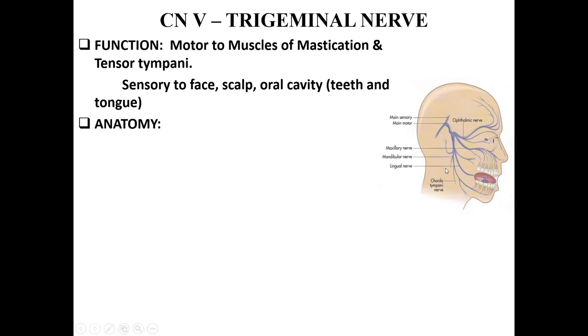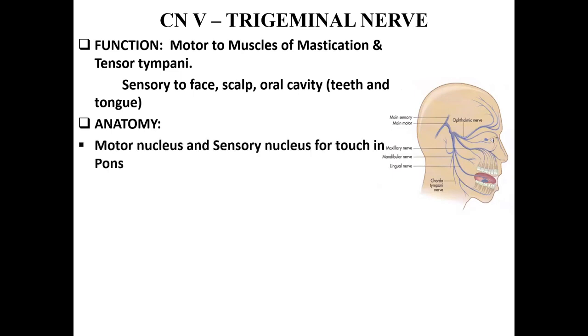And then there is the maxillary division, which takes sensations from the middle part of the face, and then the lower division, which is called mandibular, which takes sensations from the lower part of the face. It is the mandibular nerve which also carries the motor supply to the muscles of mastication. So therefore there are both motor and sensory functional components.